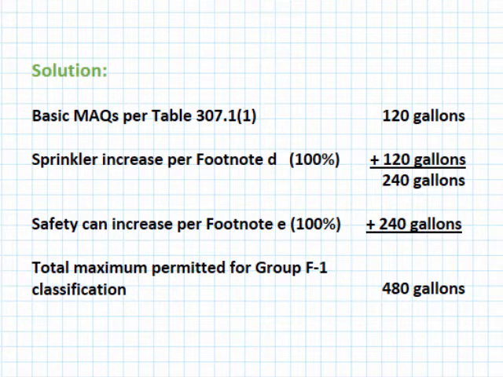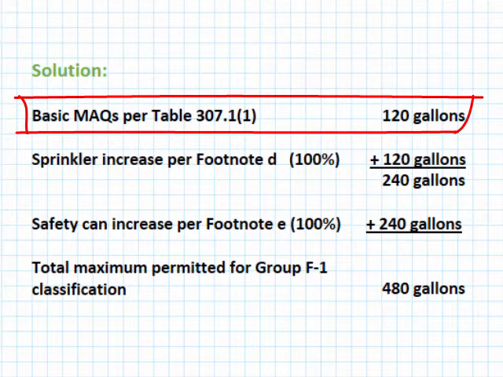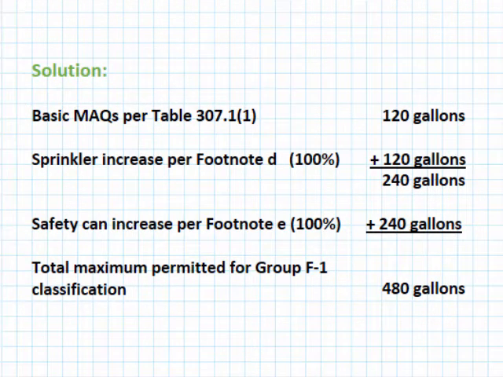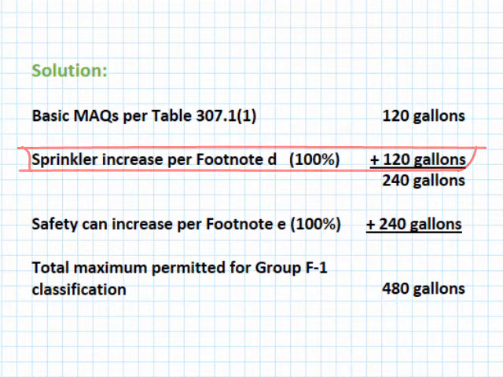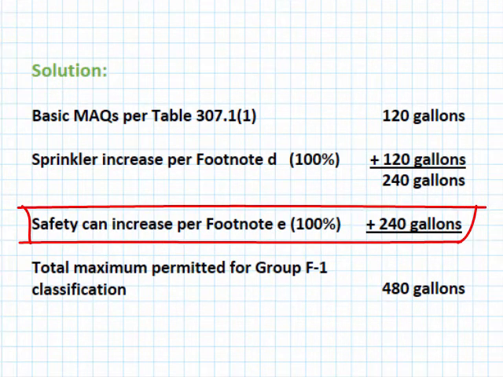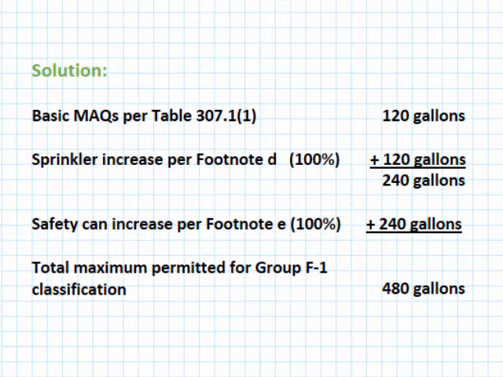The solution to the problem, therefore, is the base value shown in Table 307.1 increased 100% for a fully sprinklered building and increased an additional 100% for storing the liquid in listed safety cans. The modifiers in the footnotes permit the base MAQ of 120 gallons, which is specified in Table 307.1, to be increased to 4 times its value, resulting in a maximum allowable quantity of 480 gallons in the building while still maintaining its Group F classification.